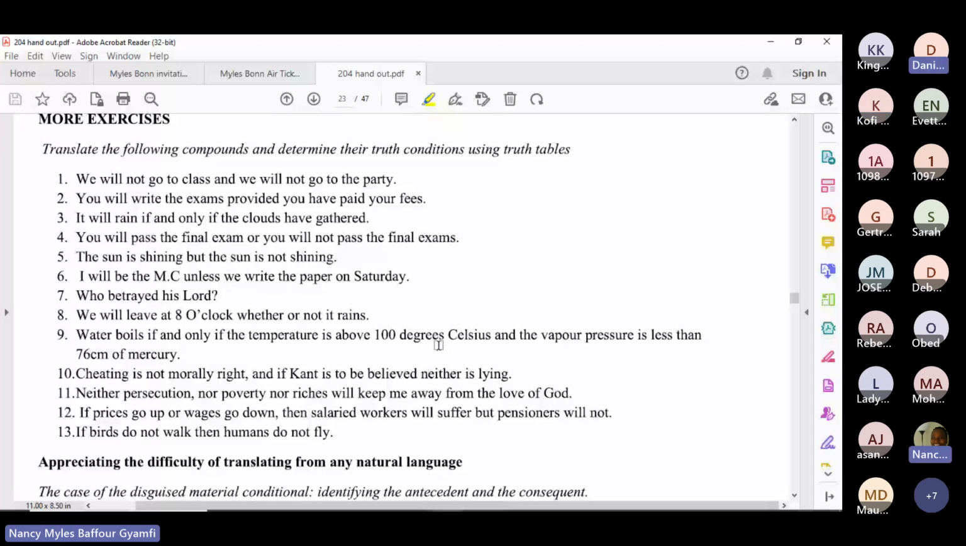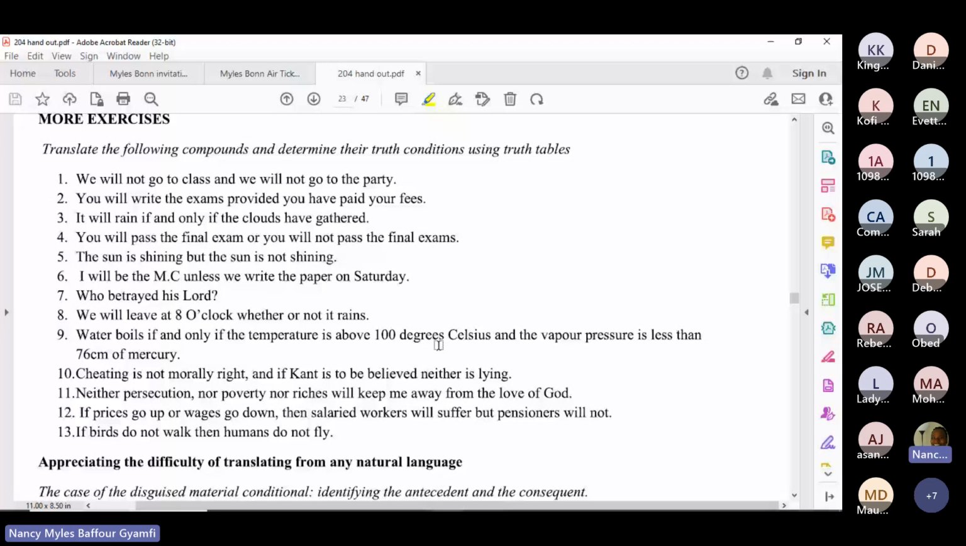We write the paper on Saturday. We write the paper on Saturday, yes. Are you okay with that? So you can see at least 2 atomic formulas in that statement. Then the connective there is unless.